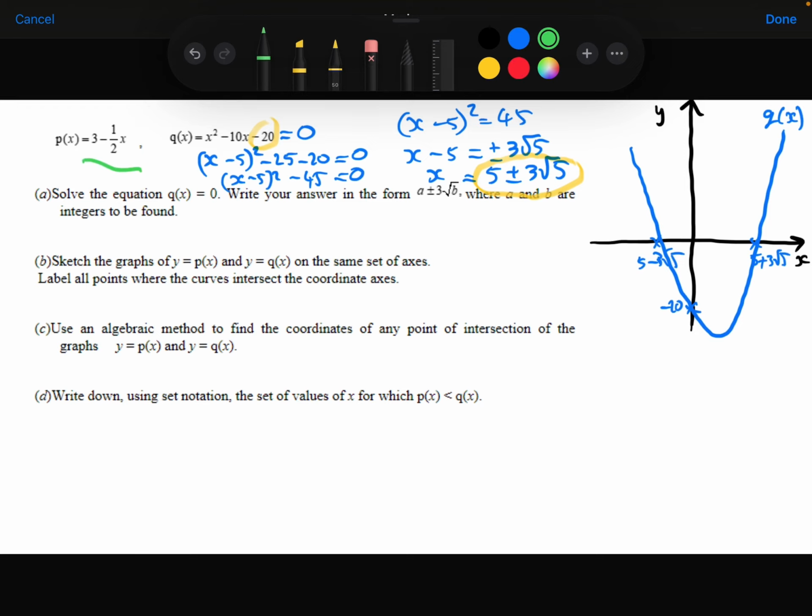That's q of x. Let me draw p of x. That's a straight line. It's got a y-intercept of 3. So I put p here. I put the 3 there. It's got a gradient of minus 1 half. So that means it's going to be going down here like this.